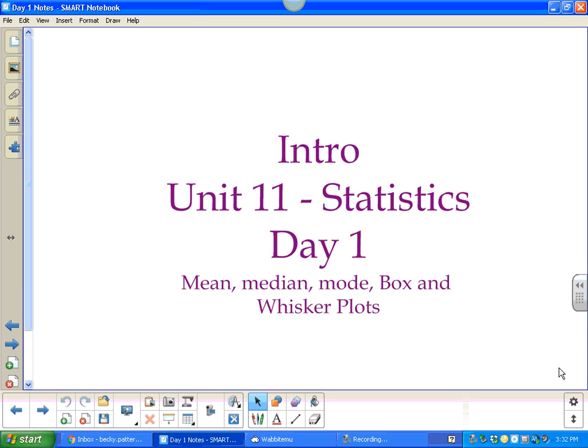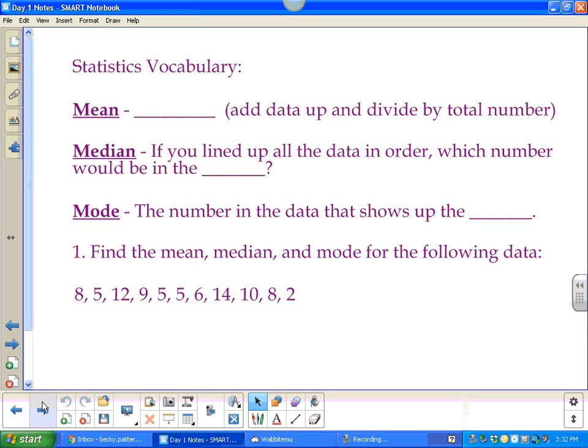Today's lesson is on statistics. So I'm going to go over basic vocabulary. Your mean is your average. To find your average, you add up all your data and divide it by the total number of pieces of data that you have.